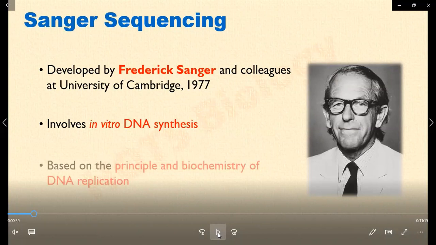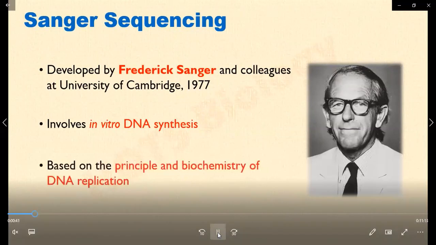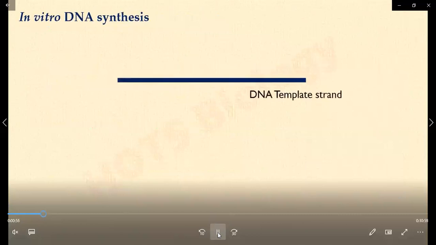The basic principle of Sanger sequencing, as we discussed yesterday, is based on the principle and biochemistry of DNA replication that is taking place inside the living body, the semi-conservative mode of replication. In in vitro DNA synthesis, what do we require? It is actually a synthesis which takes place in an external setup. So what do we require? Yesterday I told you we need the main DNA template strand, which has an unknown sequence.